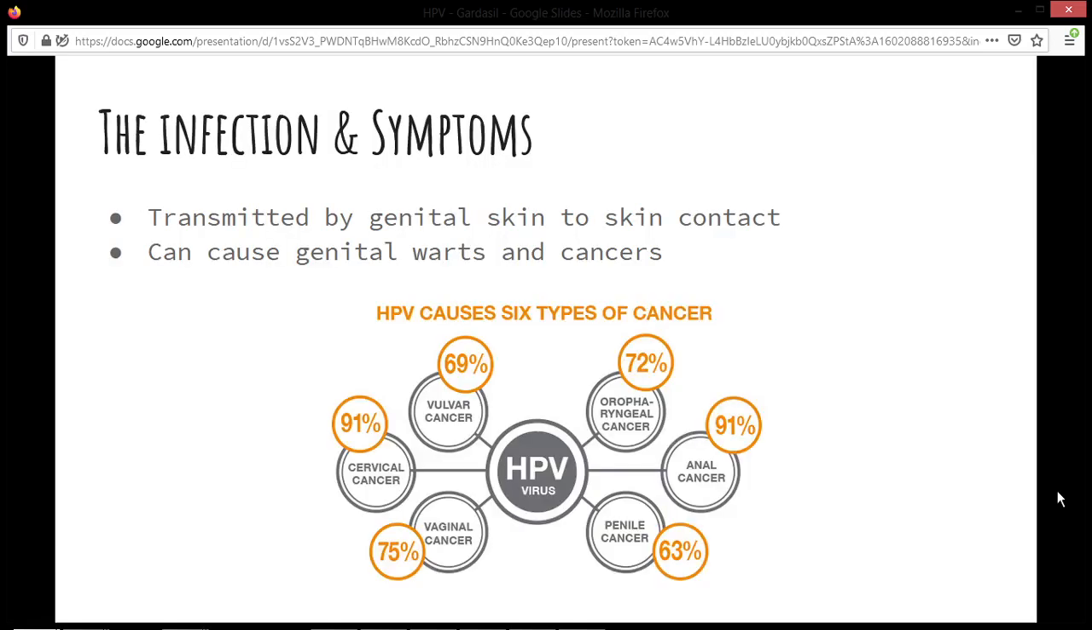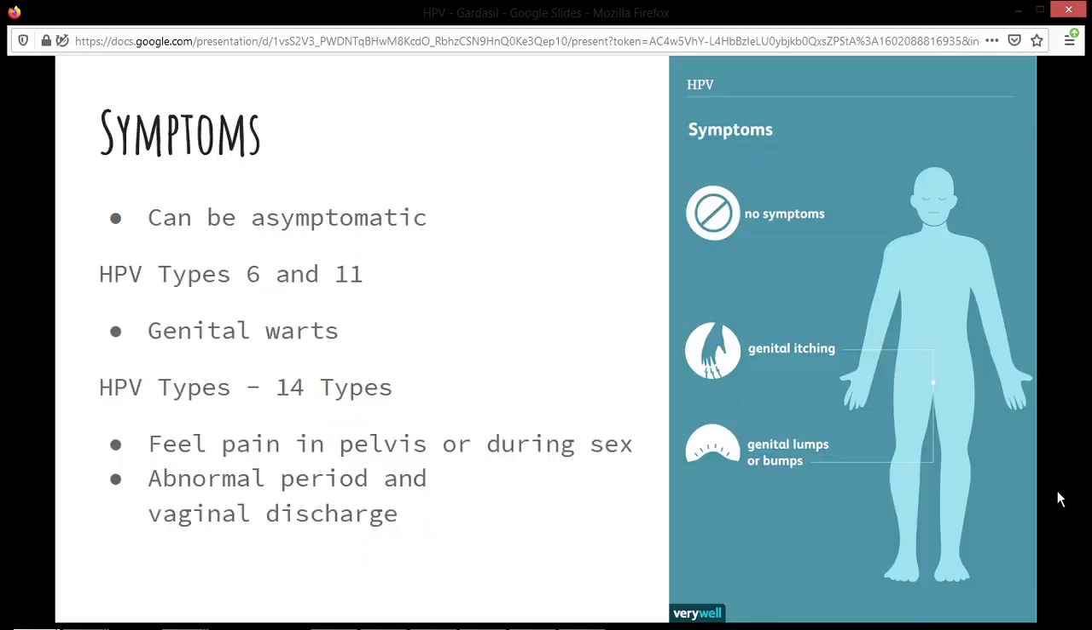HPV is a common DNA virus, which is mainly spread by genital contact. HPV infection can cause genital warts and several types of cancers, such as cervical, oral, penile, vaginal, vulvar, and anal. HPV can be asymptomatic. That's why some people have HPV but never know, and that means they can continue spreading the virus through the population.